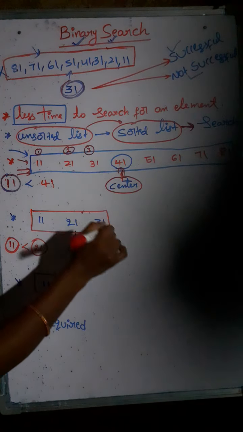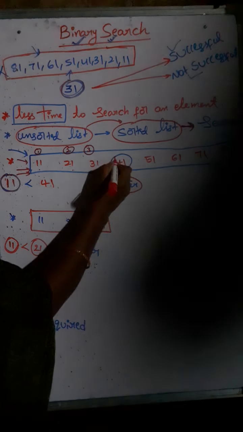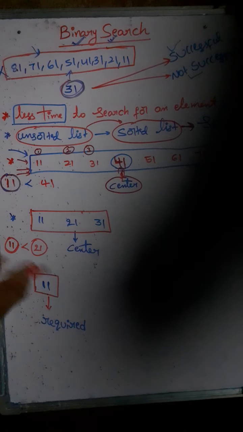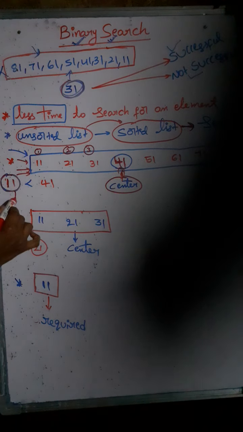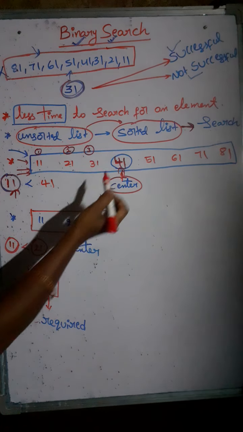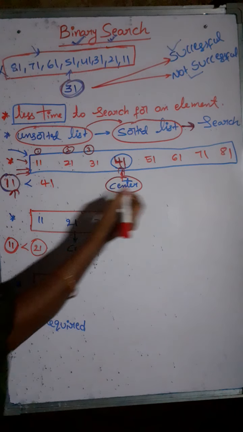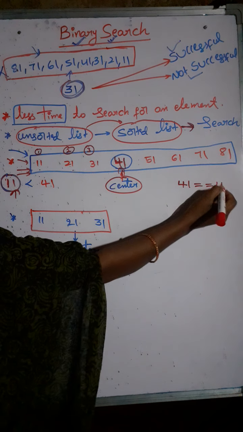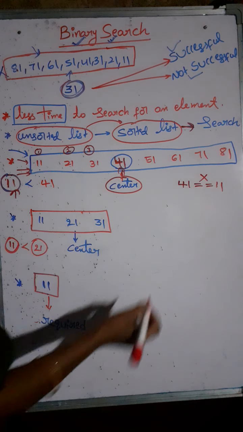I have opened the center page and the page number is 41, right? If you observe, we require page number 11. We need to search for page number 11, but the page is 41. Is 41 equal to 11? No, 41 is not equal to 11, right?